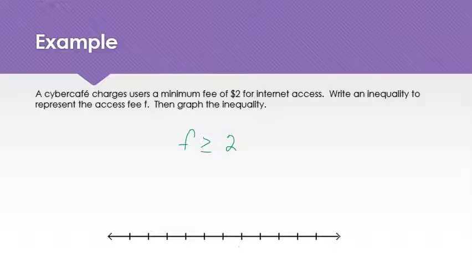Now I'm going to graph my inequality, so I'm going to include a 2 here. I'm going to also include numbers less than 2, and numbers greater than 2. Now, because my sign says greater than or equal to, I'm going to use a closed dot again. And then I'm going to fill in all numbers that are greater than 2. So there I have an inequality written as well as a graph.